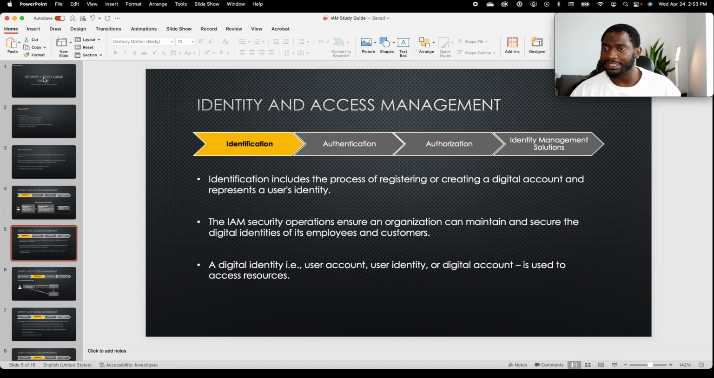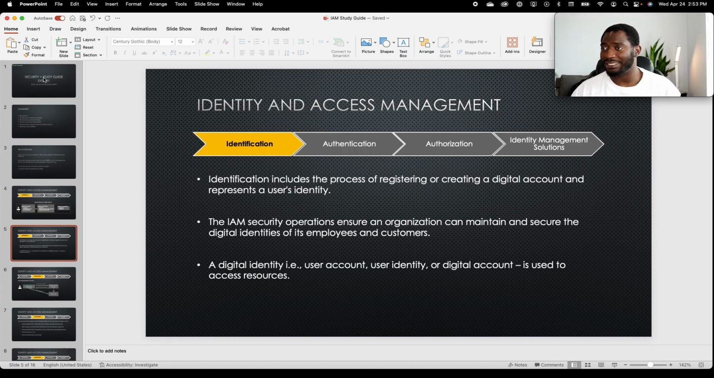And these are the things that I just explained. The identification process includes the process of registering and creating a digital account that represents your user identity. The security operations within the identity and access management domain of an organization is enabled because there needs to be a process to maintain and secure these digital identities.